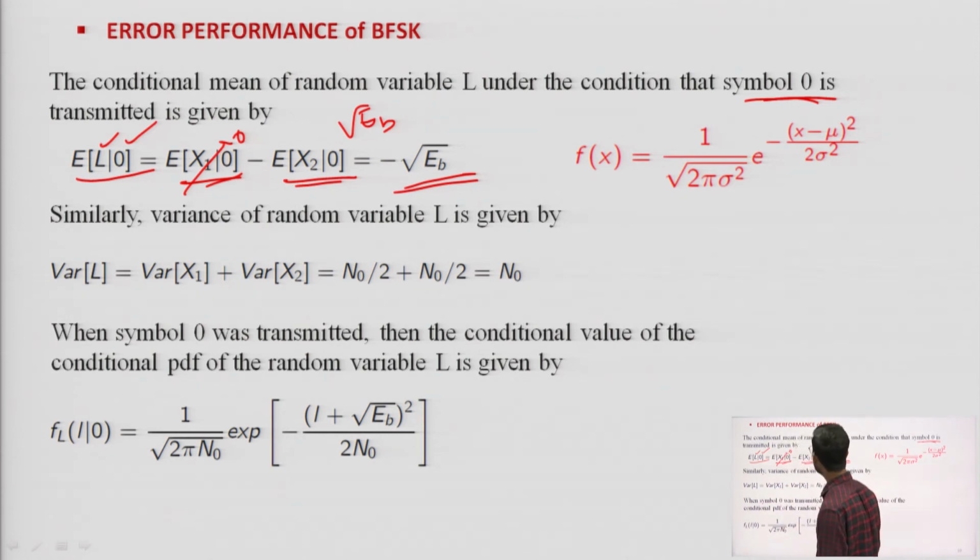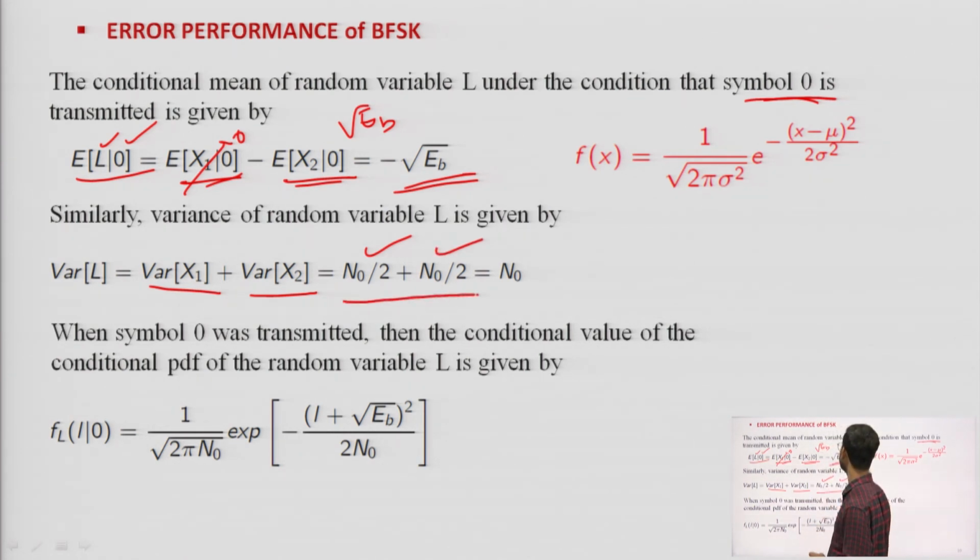Similarly, the variance of random variable L, in both cases, is the variance of x1 plus the variance of x2, because variances always add. The variance of x1 is N naught by 2. Similarly, the variance of x2 is N naught by 2. So, this is nothing but N naught.